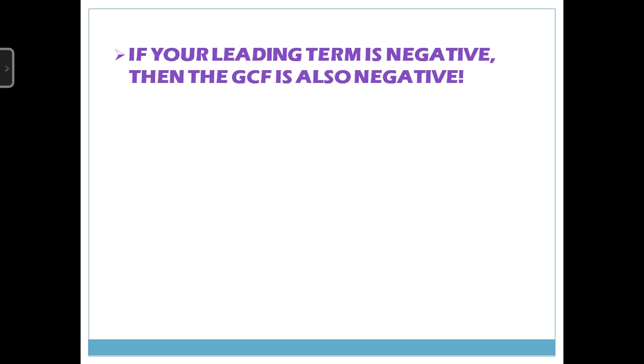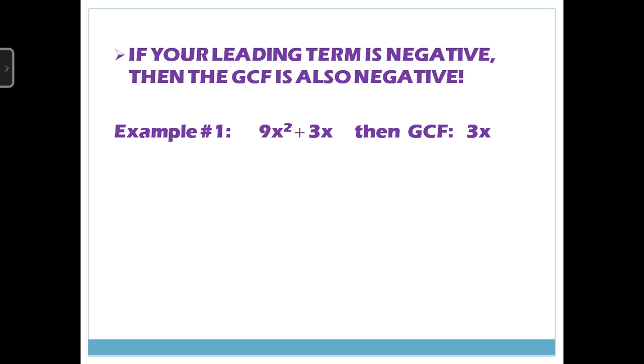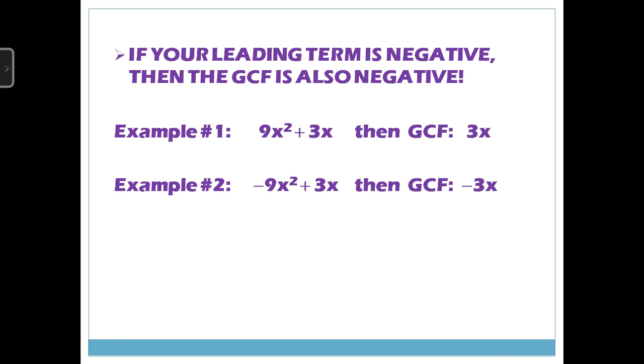So, if your leading term is a negative, then the GCF is also negative. So here's example 1. We've got 9x squared plus 3x. Well, in here, our GCF is 3x, okay? But if we have a negative 9x squared plus 3x, our leading coefficient, the thing out in front, is negative 9x. Do you guys see that? So if our leading coefficient is negative, that means our GCF is going to be negative.